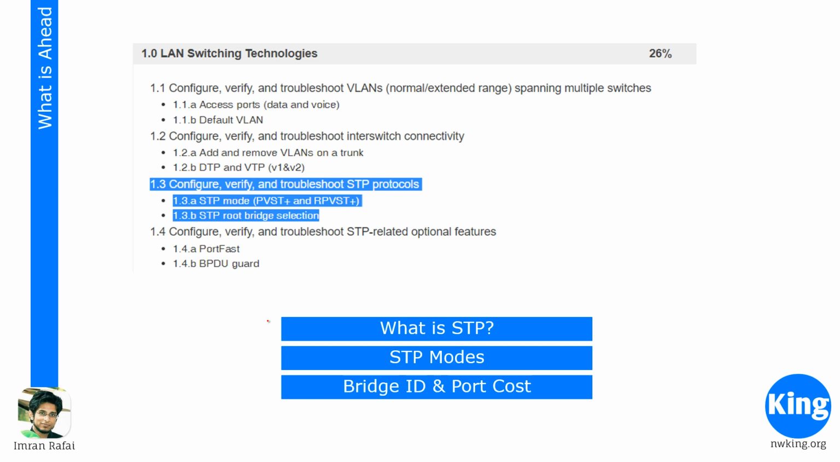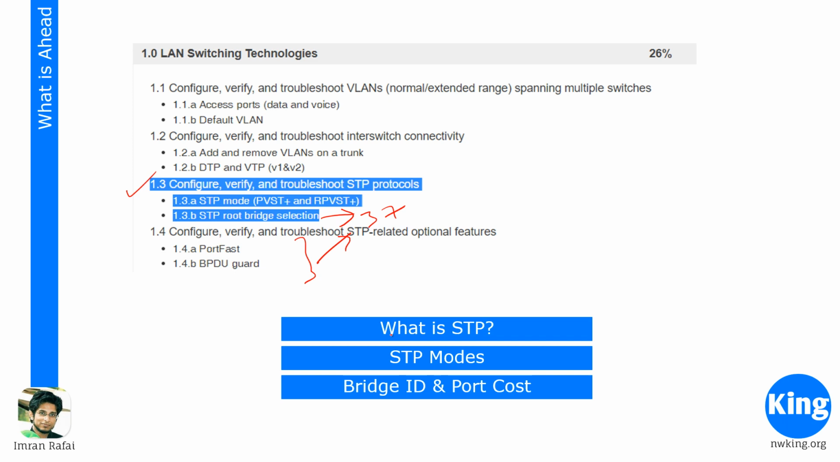Like I said, we are following the ICND exam topics as per Cisco's website, and today we are following 1.3, and 1.3 is configure, verify, troubleshoot STP protocols. 1.3a, it says STP mode, PVSTP plus and RPVSTP plus, and then STP root bridge selection. Because the topic is quite big, I'm going to take up this in the next video, that is day 37, and I think I'm going to add this as well to day 37.